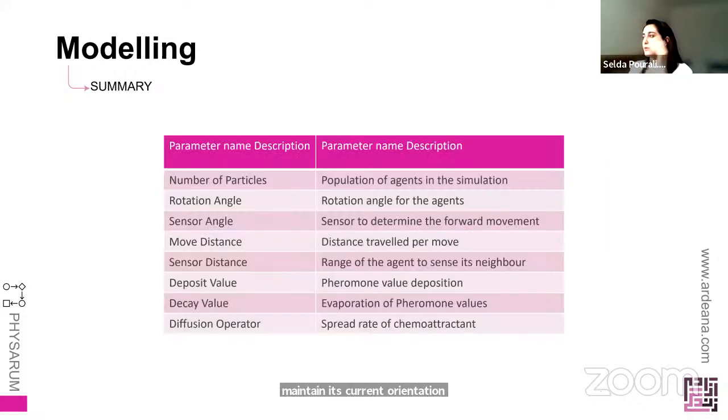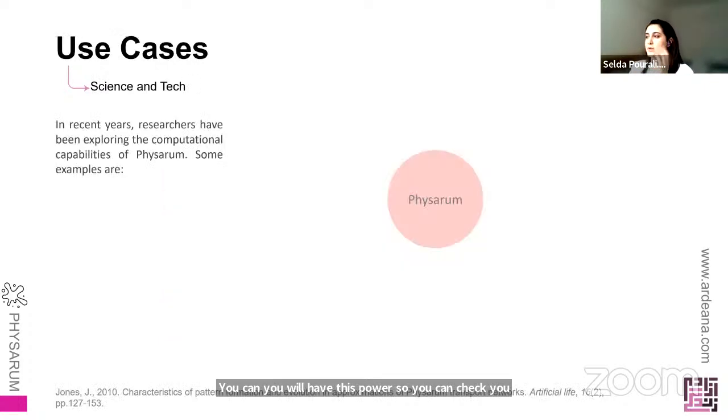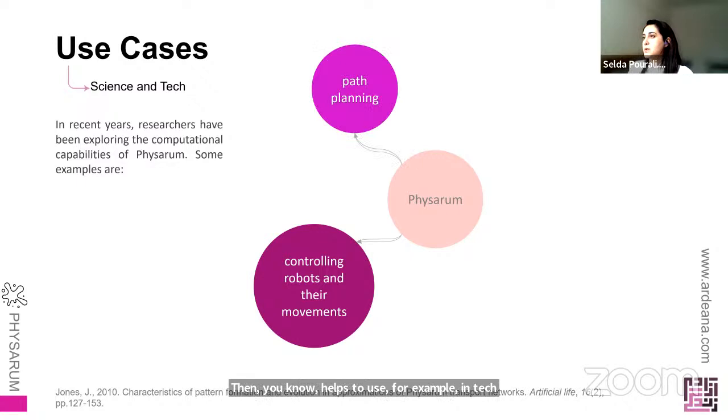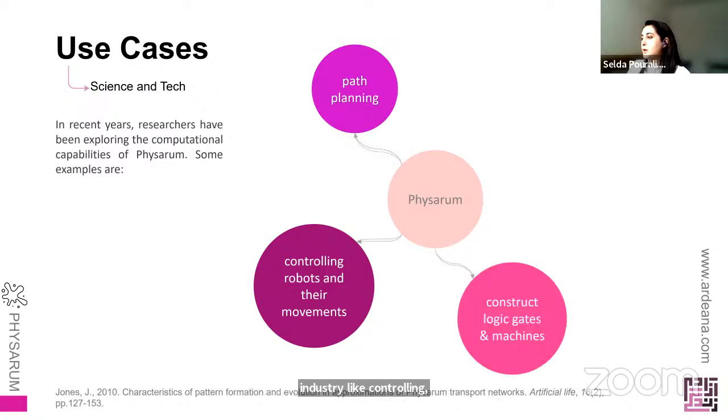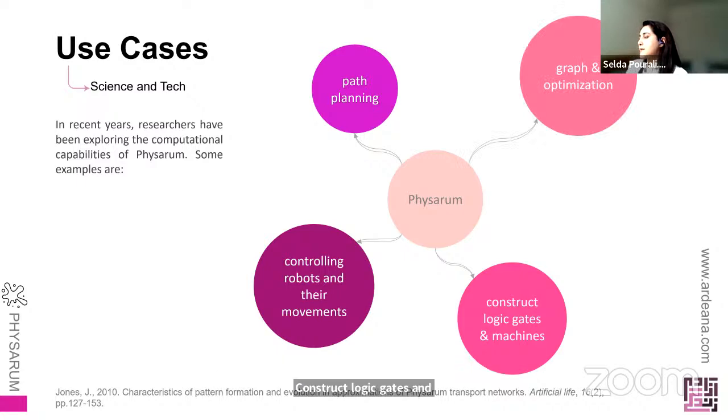And this is a summary of what we discussed. You will have this, so you can check the keywords whenever it is necessary. So it has lots of use cases for how to use Physarum. For example, in tech and industry, like controlling robots and their movements, path planning, constructing logic gates and machines, graphs and optimization, and so on.